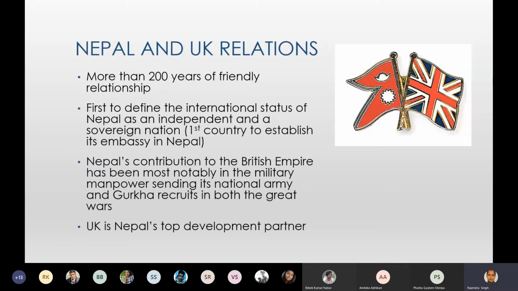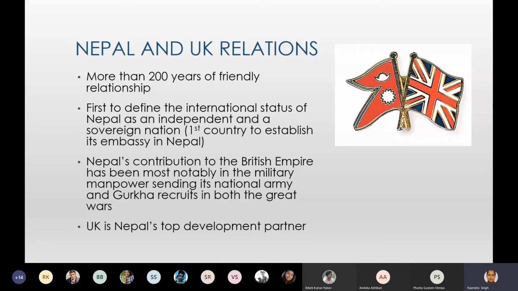All right, so let's look at the relationship between Nepal and the UK. The UK, or the British government, was the first international body to recognize Nepal as a sovereign nation. I mean, Nepal had been independent and sovereign from before, but the British government was the first to give Nepal the status of an independent country. And the friendly relationship between Nepal and the UK is over 200 years old.